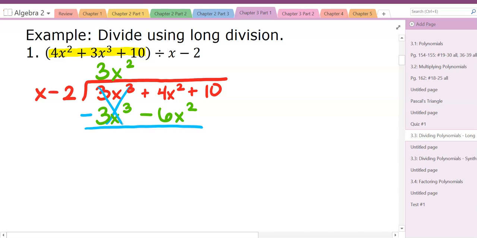And when this happens, those first two terms should always cancel each other out. So the 3x to the third minus 3x to the third is gone. Now 4x squared minus a negative 6x squared. Really be careful with your signs here, because this one you have double negatives. Remember, when you have minus a negative, that becomes an addition problem. So we're doing 4x squared plus 6x squared, and so that's going to be 10x squared.